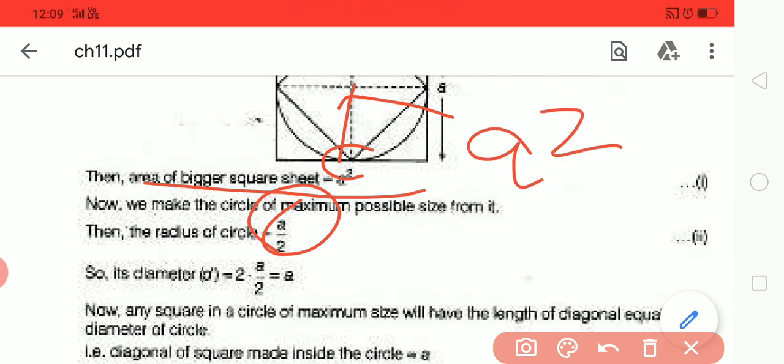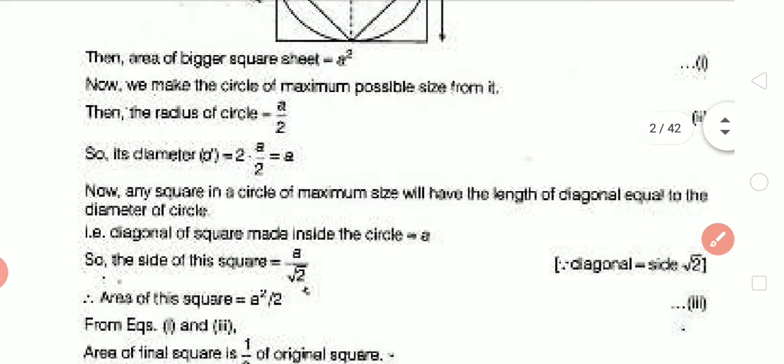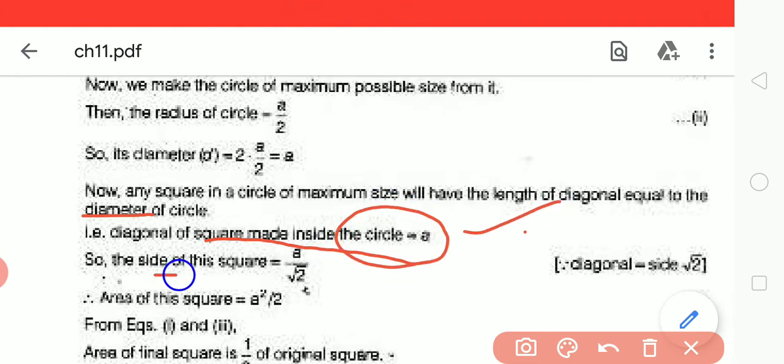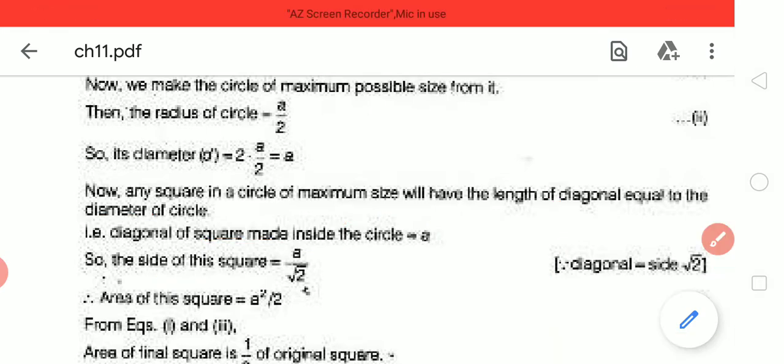The diameter is double the radius. Radius is A by 2, so the diameter is A, meaning the side of the square will be the diameter of the circle. Now the maximum size that can be cut from here is the diameter of the circle. Now the square is made inside the circle of that diameter. So the side of this will be A by root 2, as the diagonal of the square is root 2 into side. How is it root 2 into side?